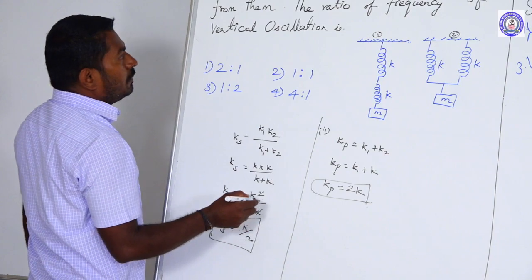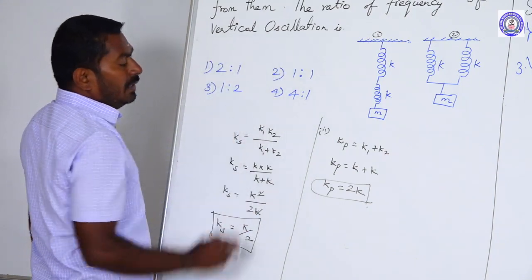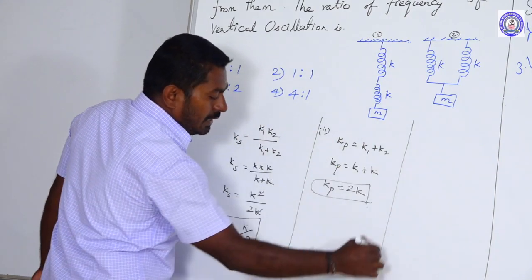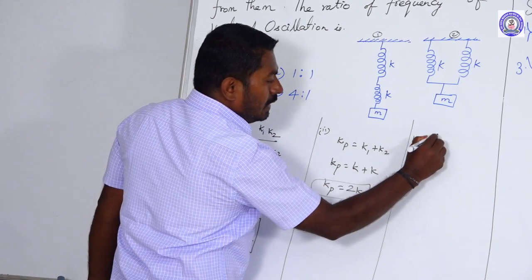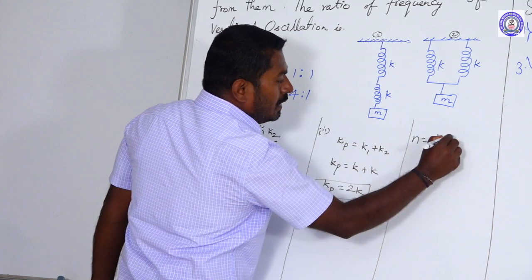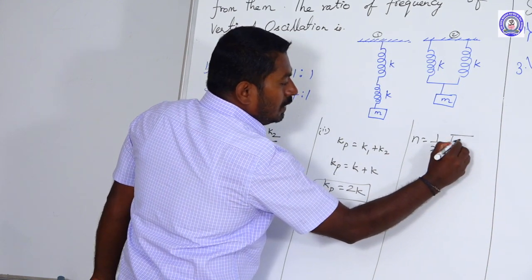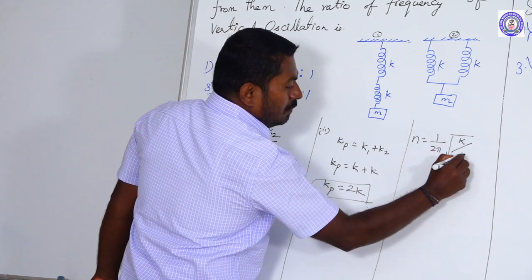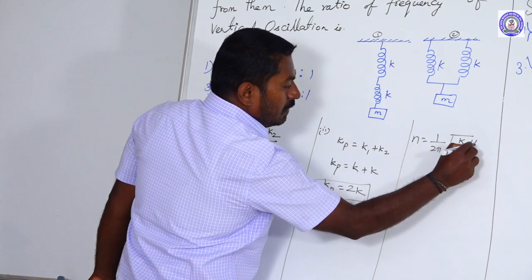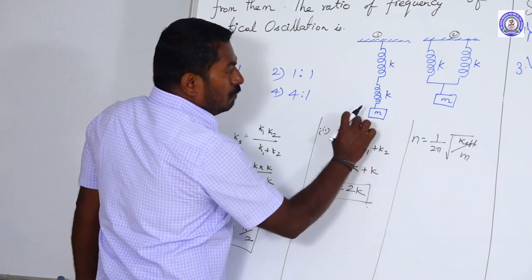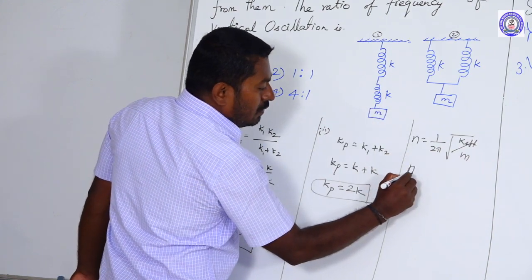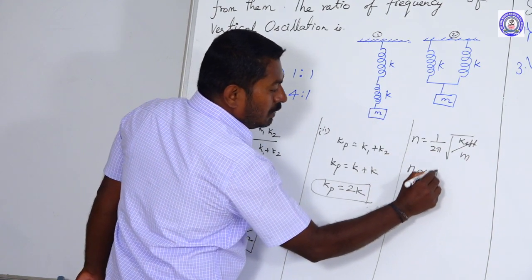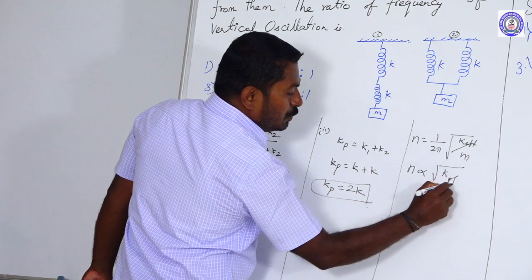But in that question, we need the ratio of frequency of vertical oscillation. Generally, the frequency of vertical oscillation n is equal to 1 divided by 2 pi square root of the effective spring constant k divided by m. In both configurations the mass remains the same, so the frequency is directly proportional to the square root of the effective spring constant.